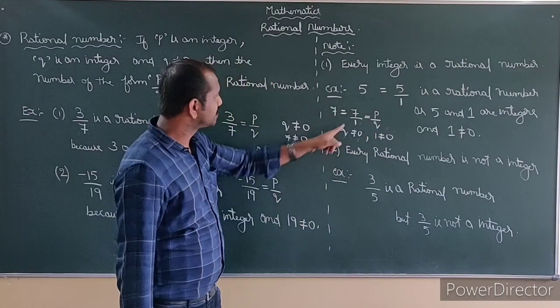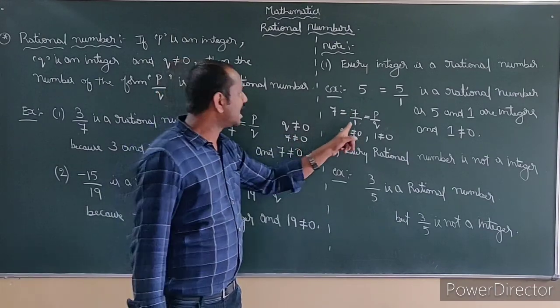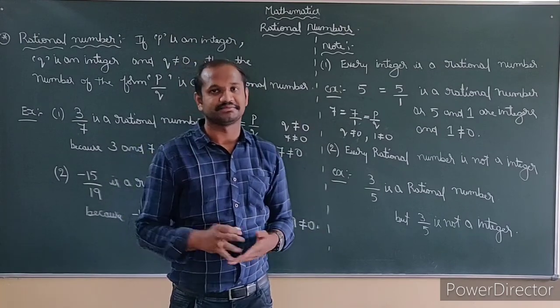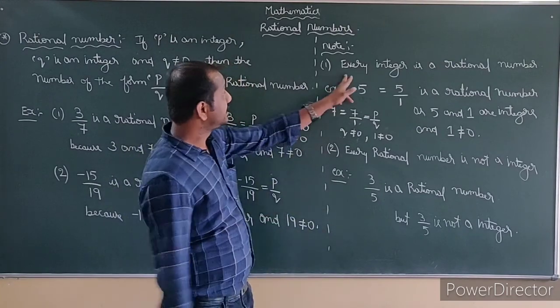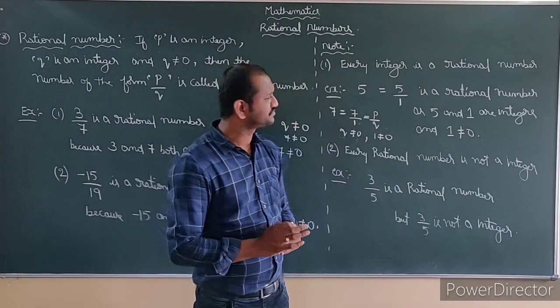Here the number of the form 7 by 1, that is p by q, is a rational number. Why is it a rational number? Because 7 is an integer, 1 is an integer and 1 is not equal to 0, then it is a rational number. Understand? Therefore we tell every integer is a rational number.